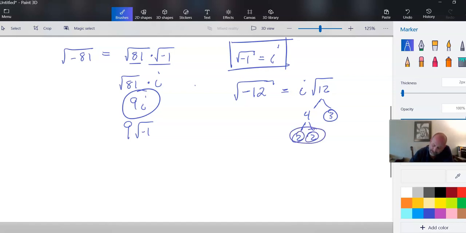Let's see, you got a pair of 2's there. So this is now 2i times the square root of 3. Right? Notice how I wrote it also. This is a pretty normal way to write these.